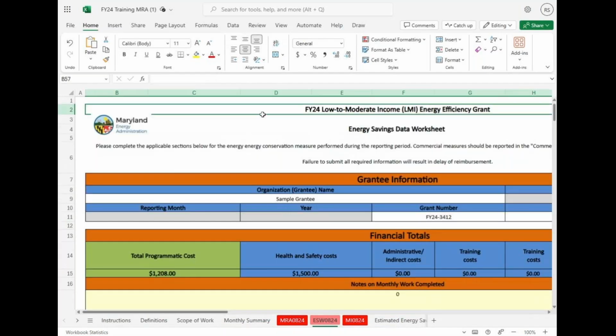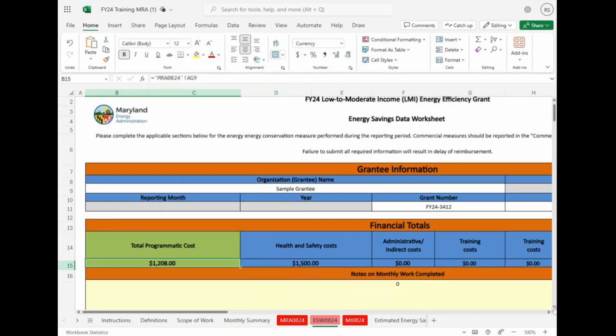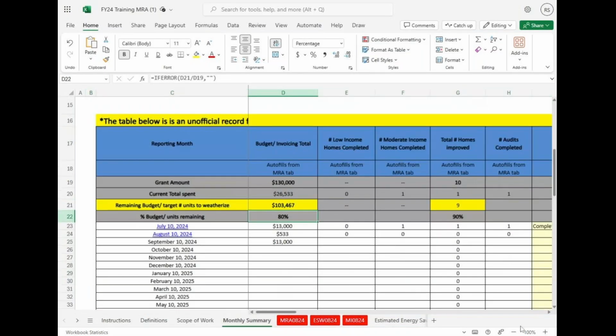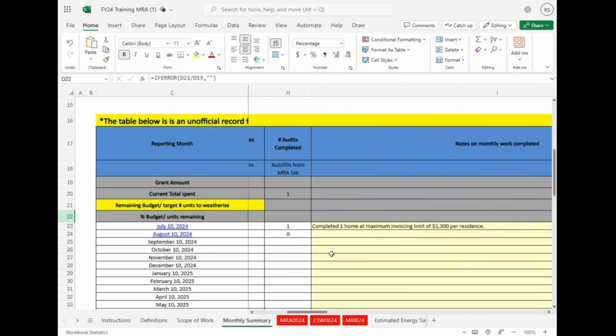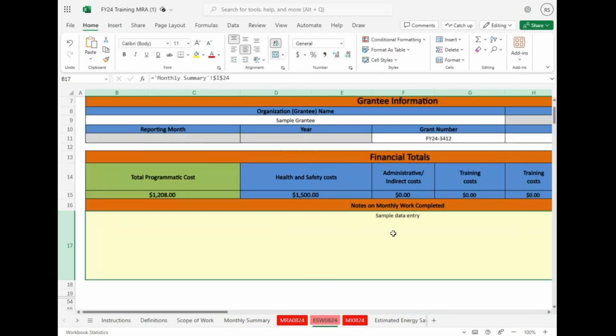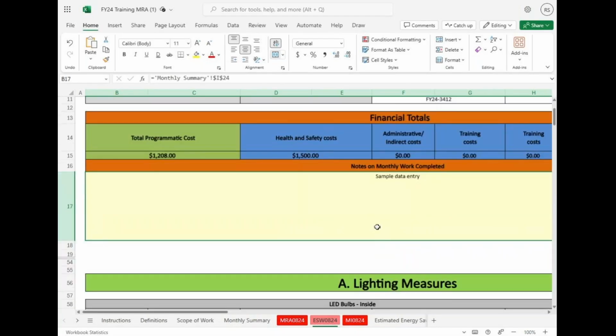Now we are progressing to the energy saving workbook. Note that the money copies over from the monthly summary tab. The description of work will also copy over from the monthly summary tab into the ESW. So keep that explanation up to date. We reference that a lot.